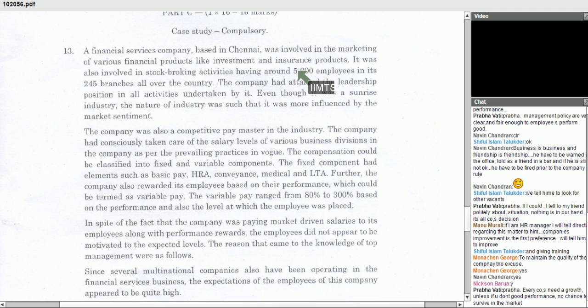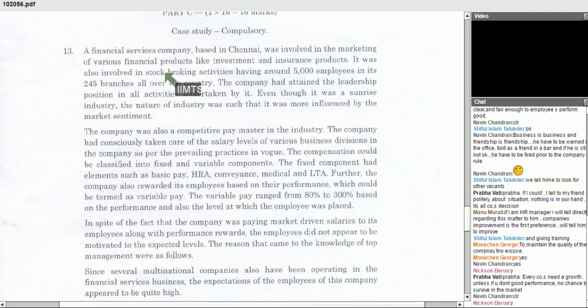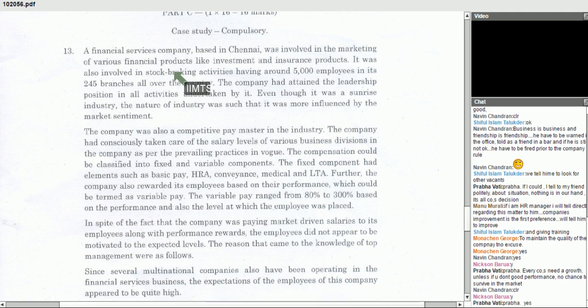So they have a base of 5,000 employees, right? So if 5,000 employees do stock broking or share trading, that is, they buy and sell shares, they will make a good revenue out of it. Clear, everyone? So I hope all of you are familiar with this term, stock broking activities. Okay.